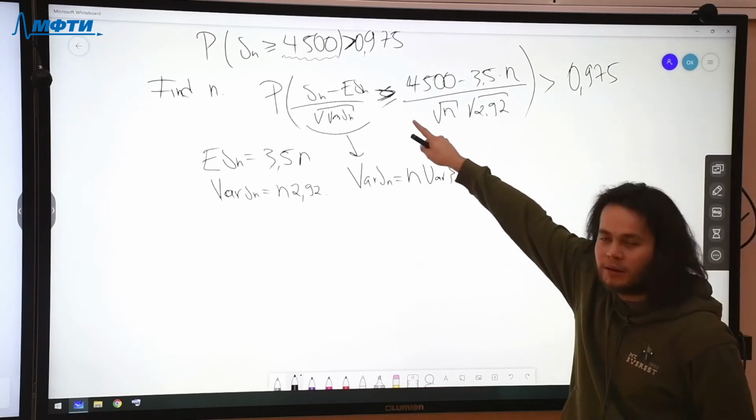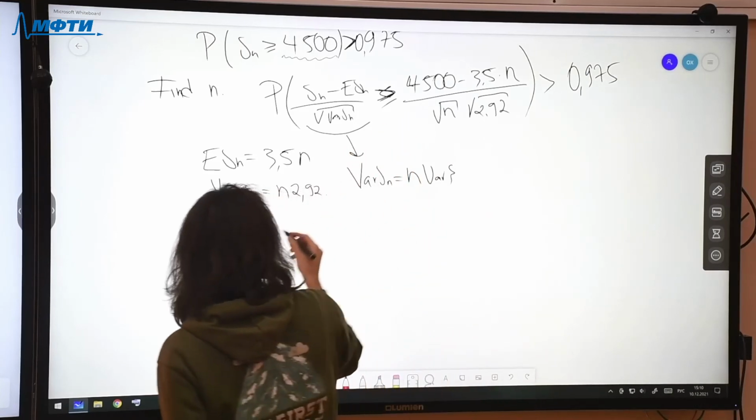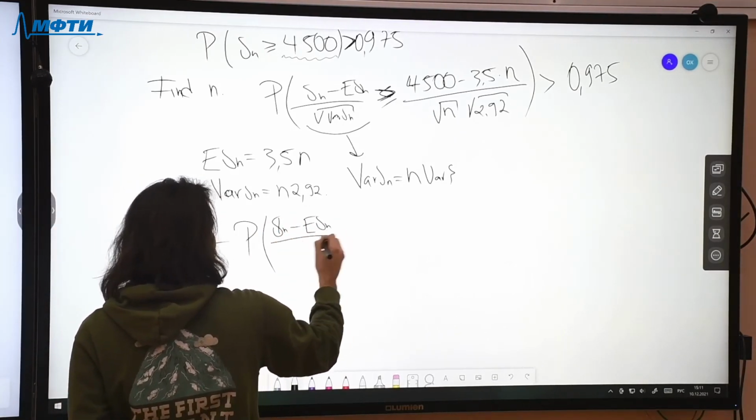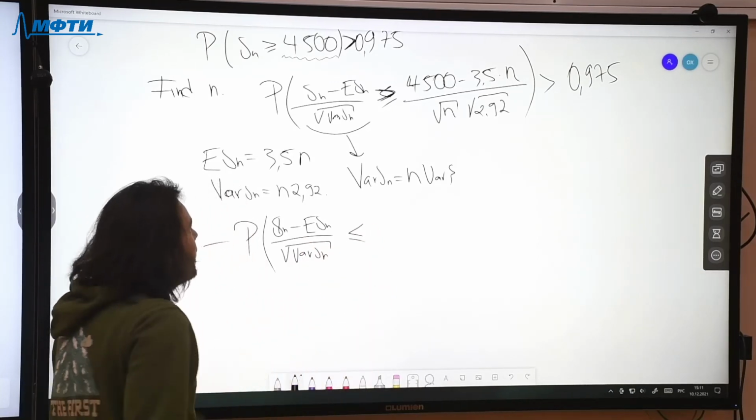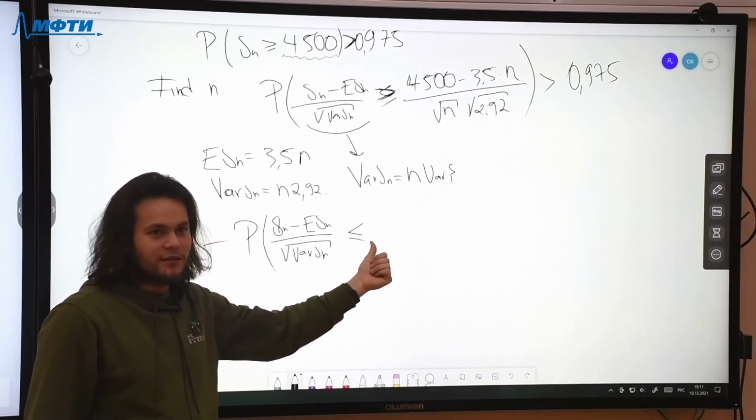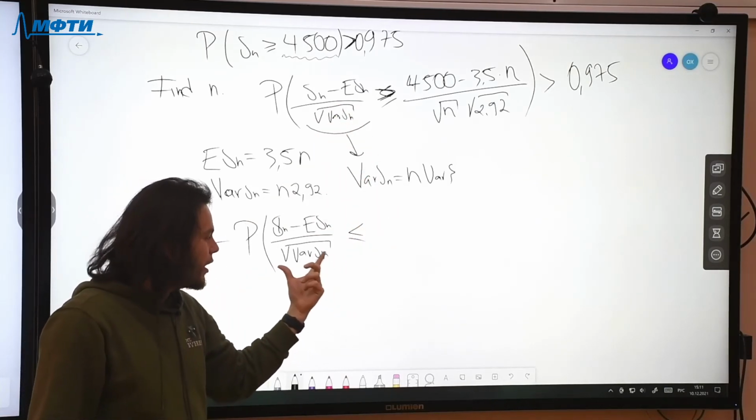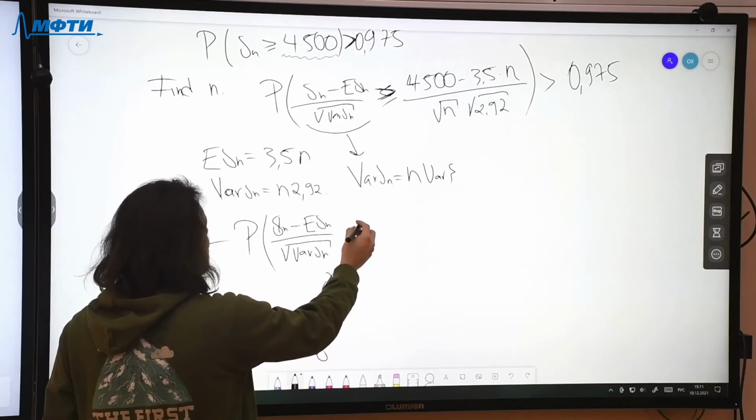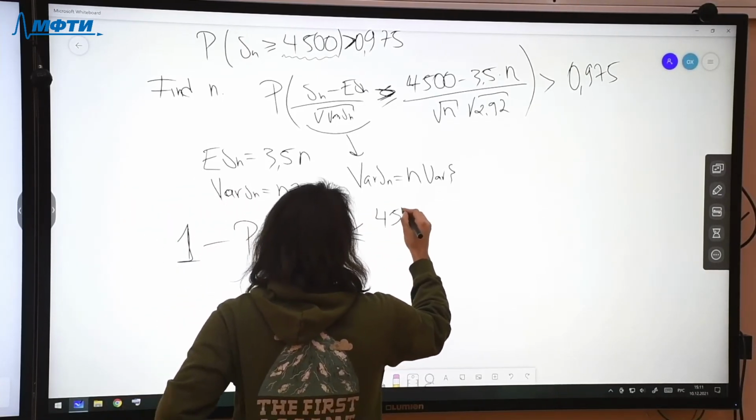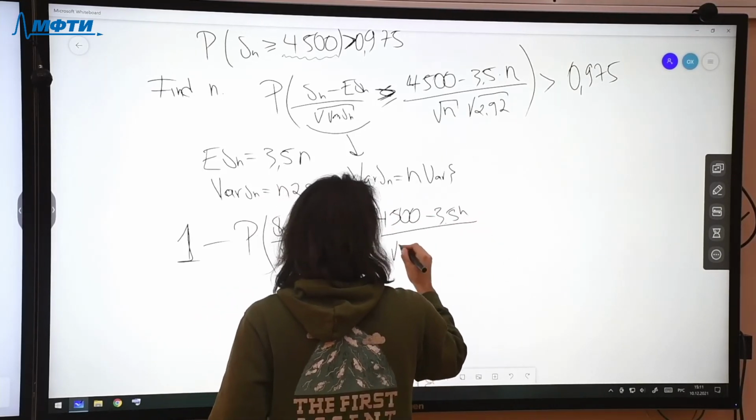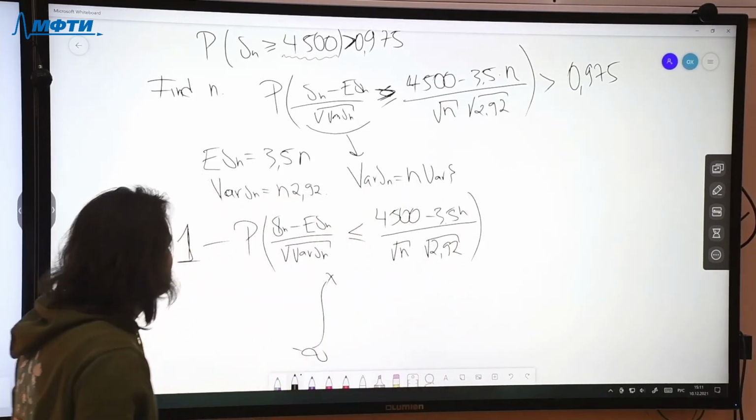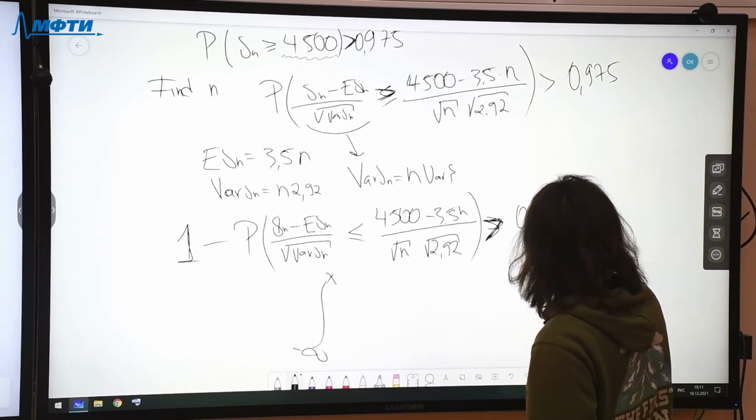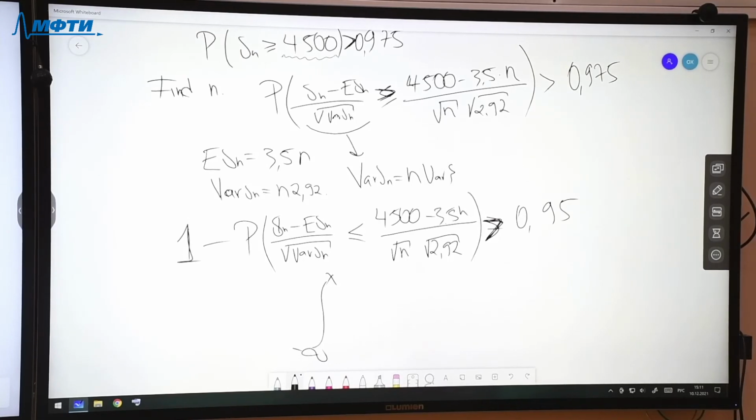But I have here greater or equal, and to apply the limit, I need less or equal, right? So this probability is 1 minus the probability that Sn minus expected value of Sn over the square root of the variance of Sn is less or equal. Look, we have greater or equal, and we have less or equal. Of course, I have to write strictly less, but it doesn't matter here because we are going to find this integral from minus infinity to x. It doesn't matter if we have strictly less or equal. It's absolutely the same, right? So I have 4,500 minus 3.5n over square root of n, square root of 2.92, and this would be greater than 0.975.